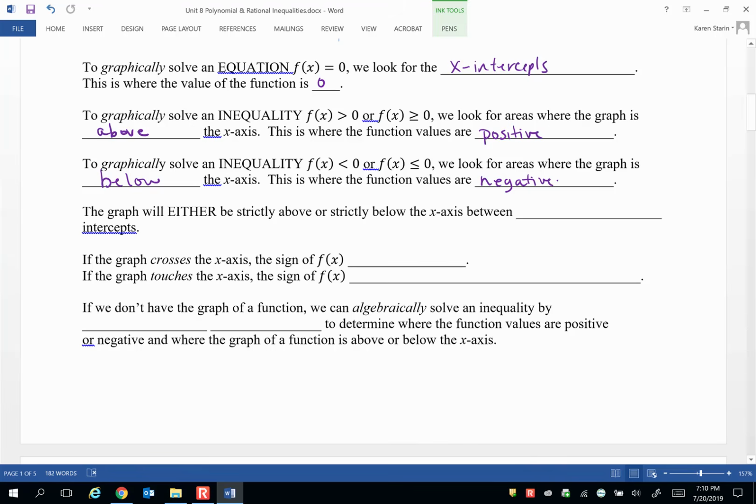So the graph will either be strictly above or strictly below the x-axis between consecutive intercepts. If the graph crosses the x-axis, the sign of f of x changes. If the graph touches the x-axis, the sign of f of x remains the same.